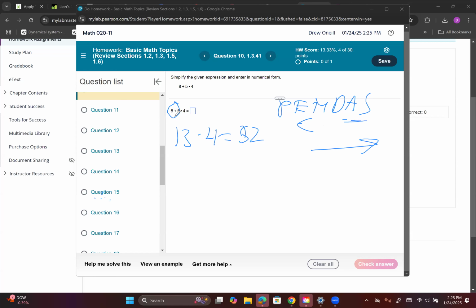So I see here I have addition and I have multiplication. Well, multiplication's here, addition's here. So multiplication's to the left. I start with that first. So I should multiply first and get 5 times 4 is 20. Then I add the 8 and I get 28. Okay. That's how you do that. Okay, so that's a good problem.